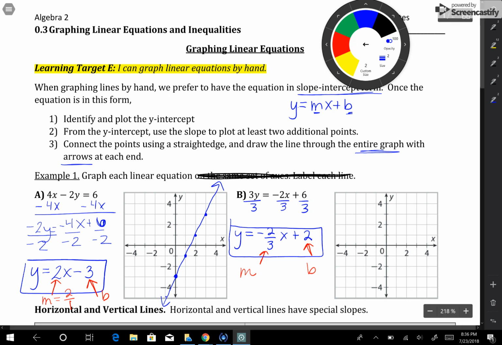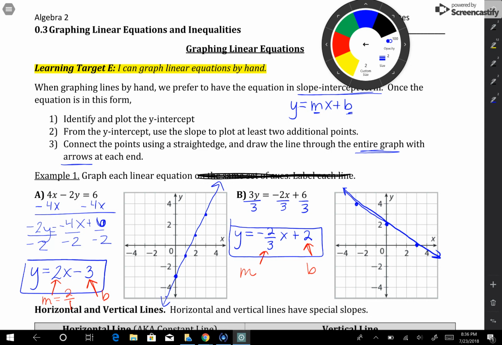So when I plot my y-intercept at positive 2, I go ahead and count my slope from there. Because it's negative, instead of going up, I'm going to go down 2 and right 3. Unfortunately, I can't continue counting that way because my graph stops at 5. So I'm just going to reverse that. I was going down 2 and right 3. I could also go up 2 and left 3. And I get another point in the same line. Finally, just connect your points. And there we have it.